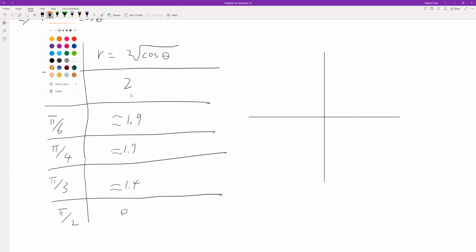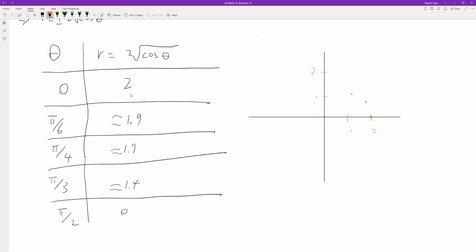Okay. All right, so 0 and 2. 1, 2. Notice I'm just focusing on the first quadrant, right? So 0, 2, right here. Pi over 6, 1.9. That's about, say, here, right? And then pi over 4, 1.7. Say it's about here.